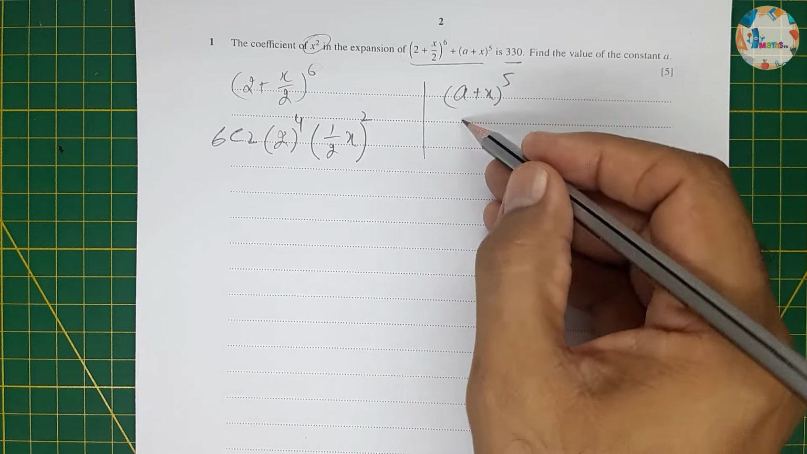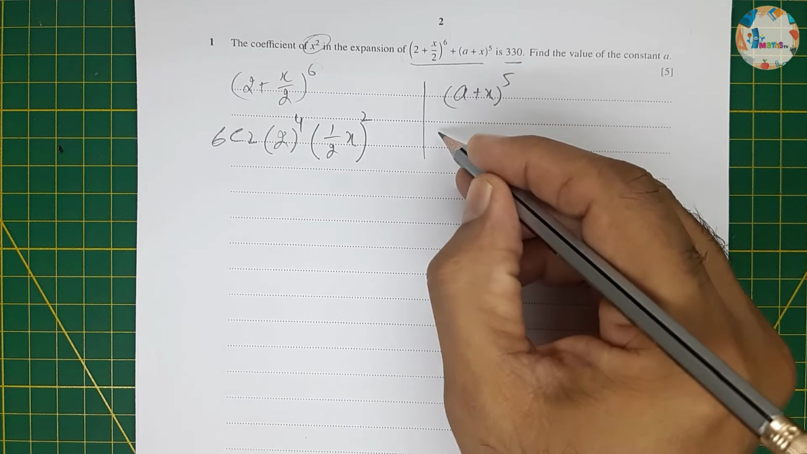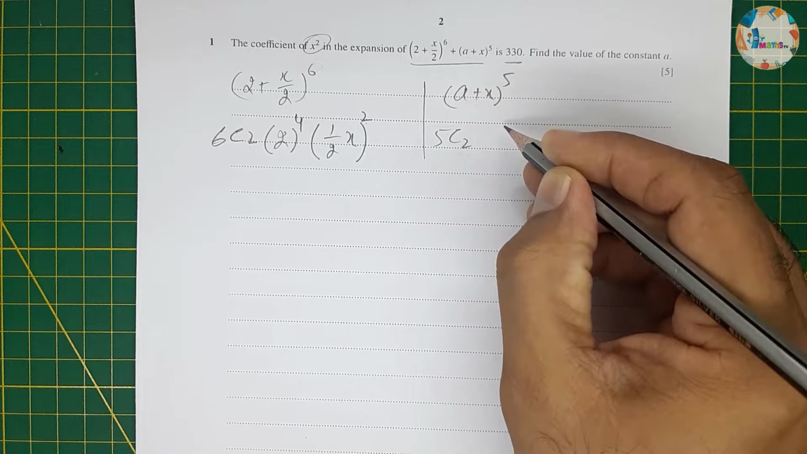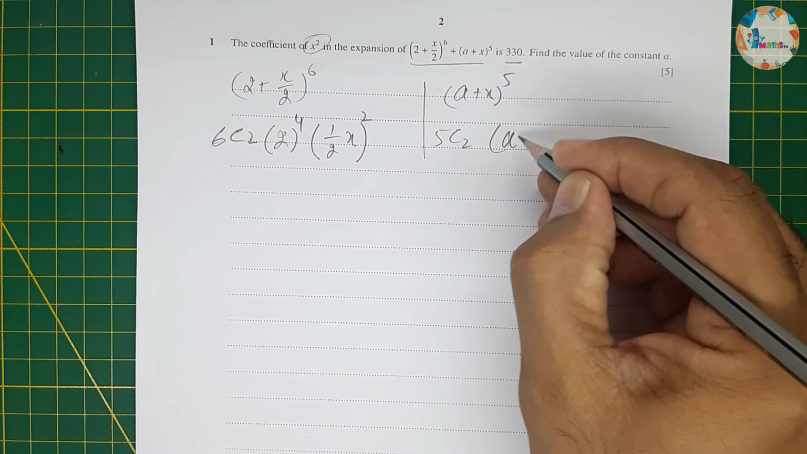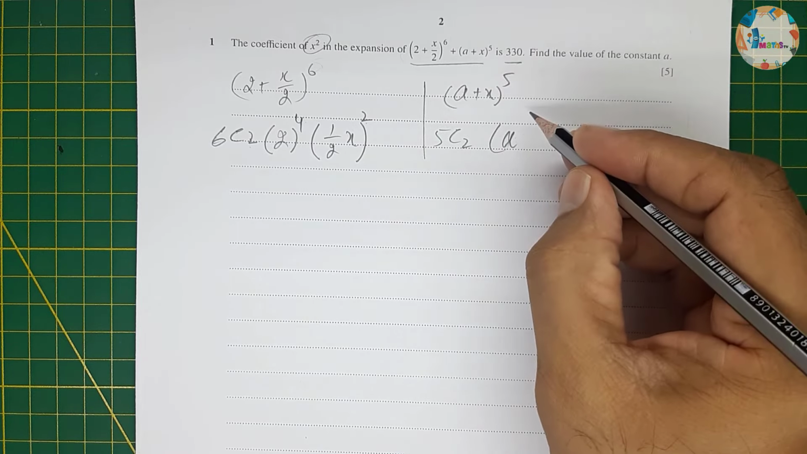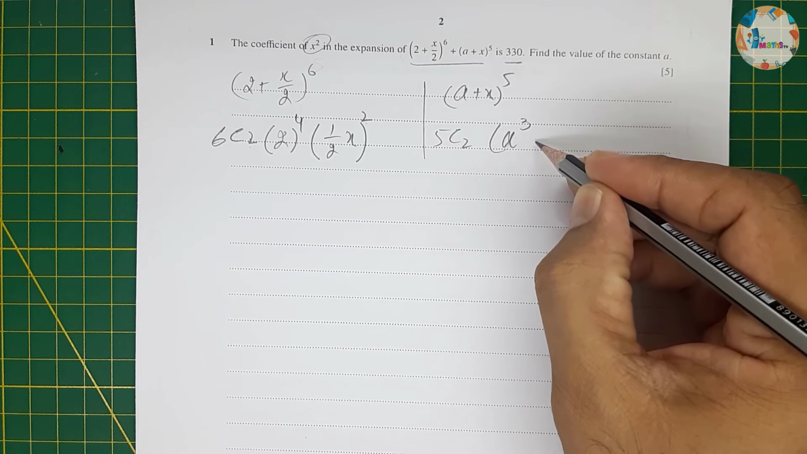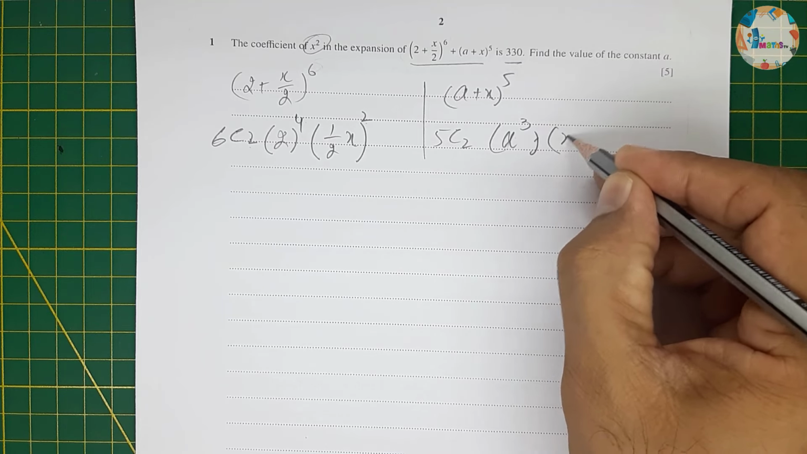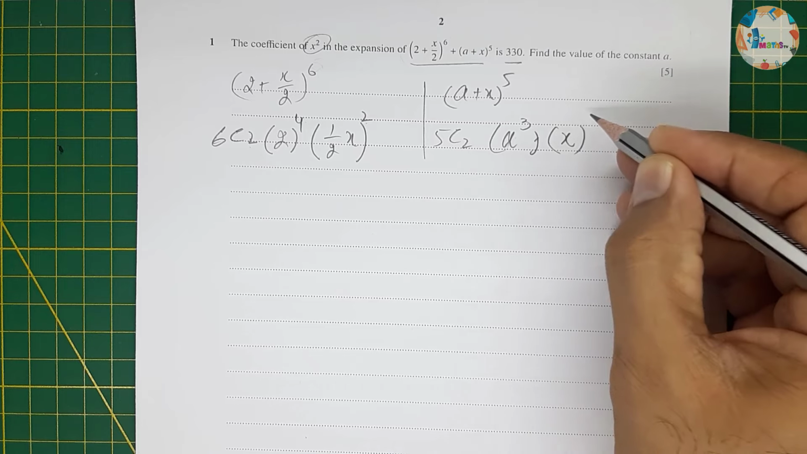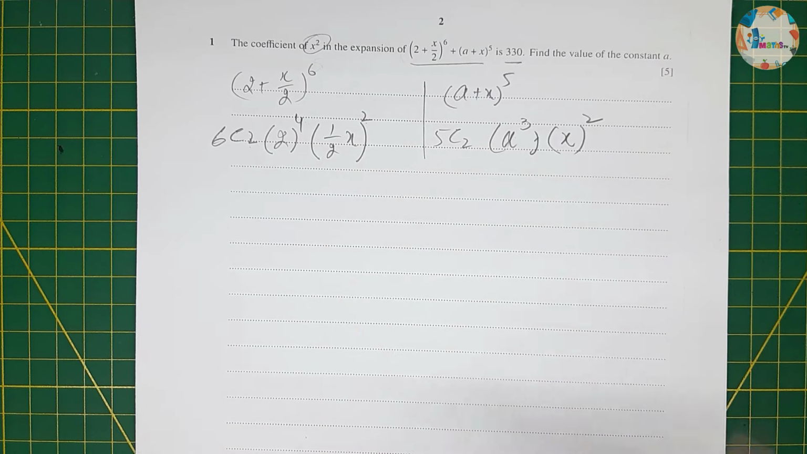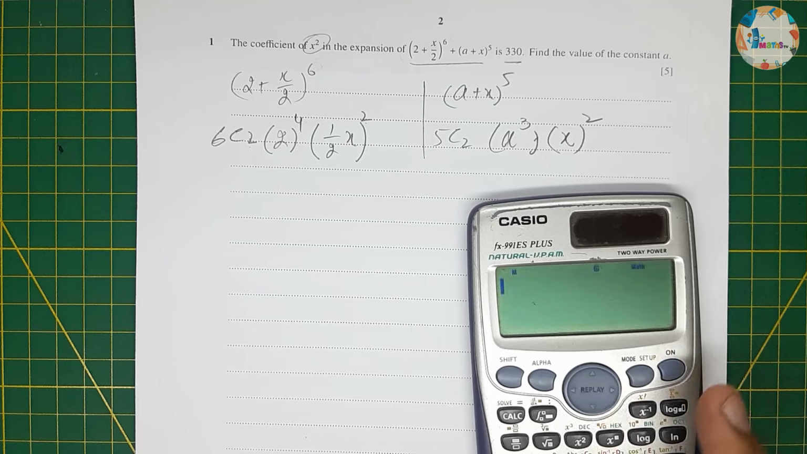Similarly, we can expand this also. This will be 5C2, and a raised to the power, a is the first term, so a raised to the power 5 minus 2, which is 3, into b, which is x raised to the power 2. Now we can check with the calculator.